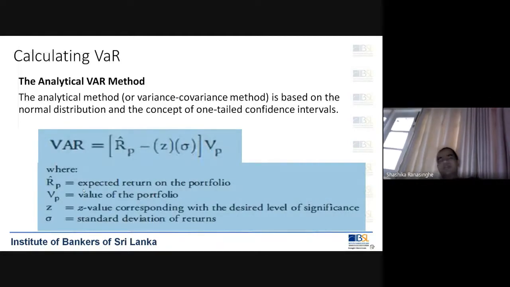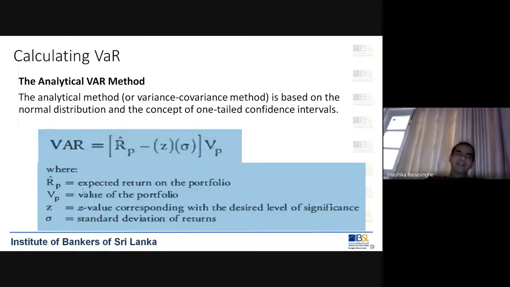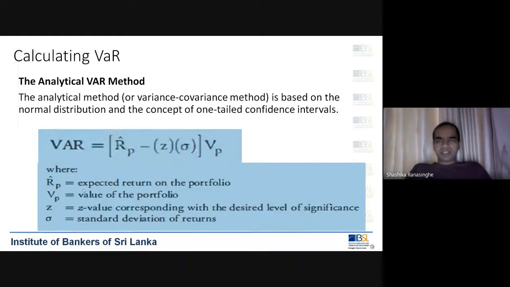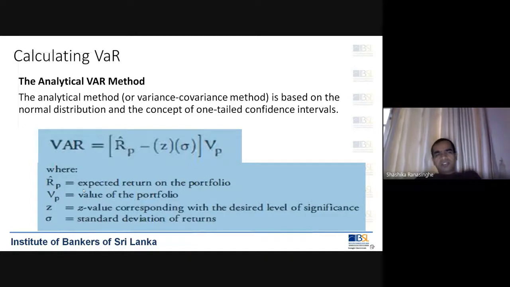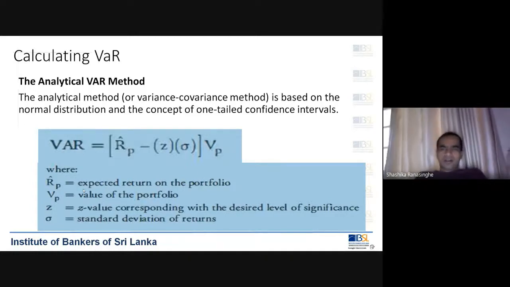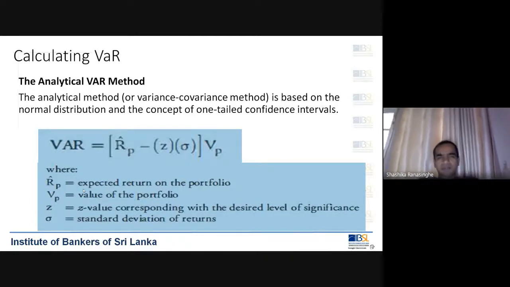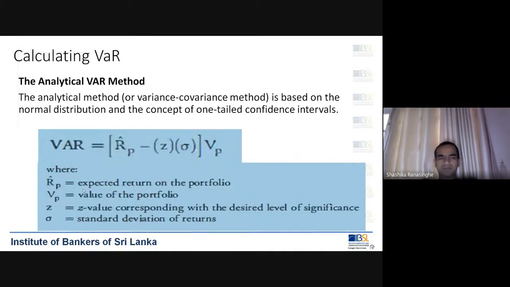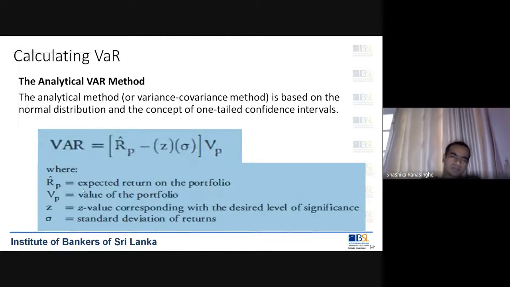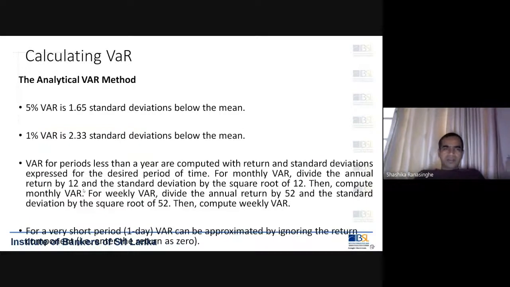Now, there are three ways of calculating value at risk. The first one is called analytical value at risk. The analytical method, or variance covariance method, is based on the normal distribution and the concept of one-tailed confidence level, right? That means the left tail only. So value at risk is the mean return minus Z times sigma, multiplied by the value of the portfolio. Shall we try this example?